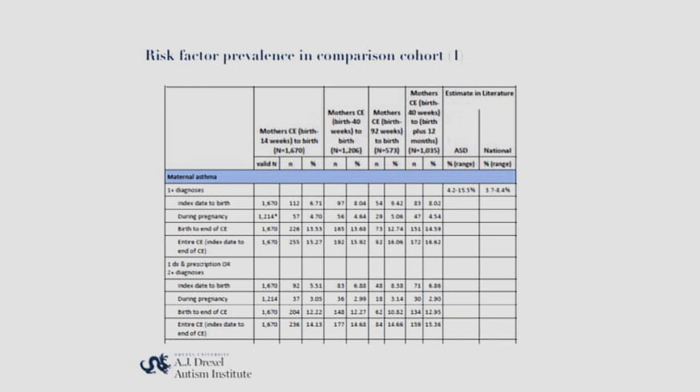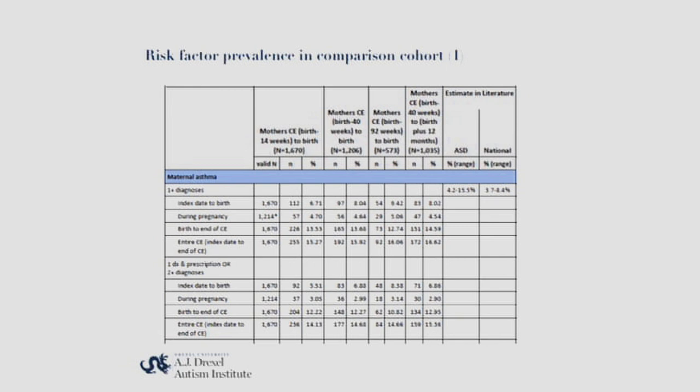I shifted away from showing ASD results to the larger group, which was our comparison cohort, and trying to match that to the national prevalence data. And without going through all these numbers, essentially for asthma, we looked at a variety of different indicators. The prevalences that we would get for indicators of asthma during the prenatal period pretty much matched national expectations.